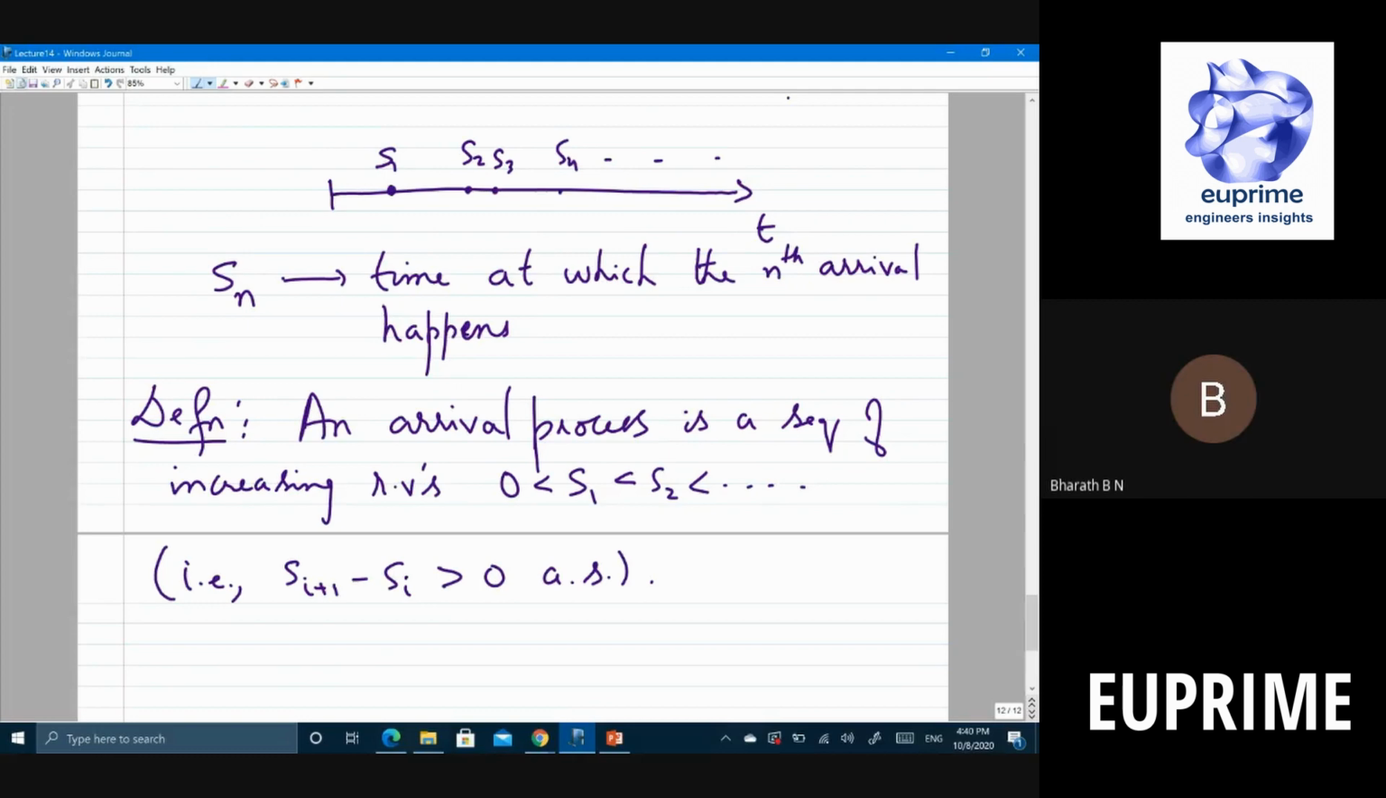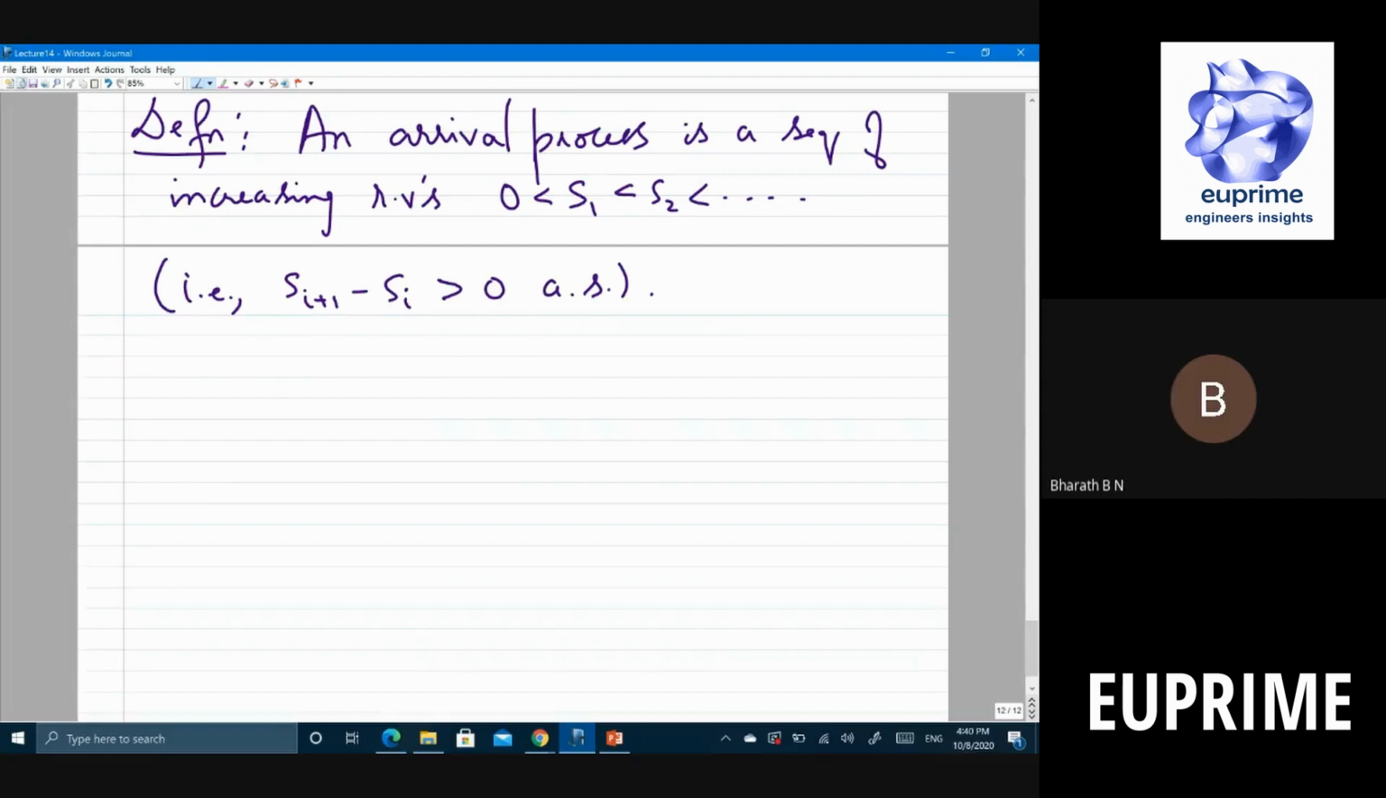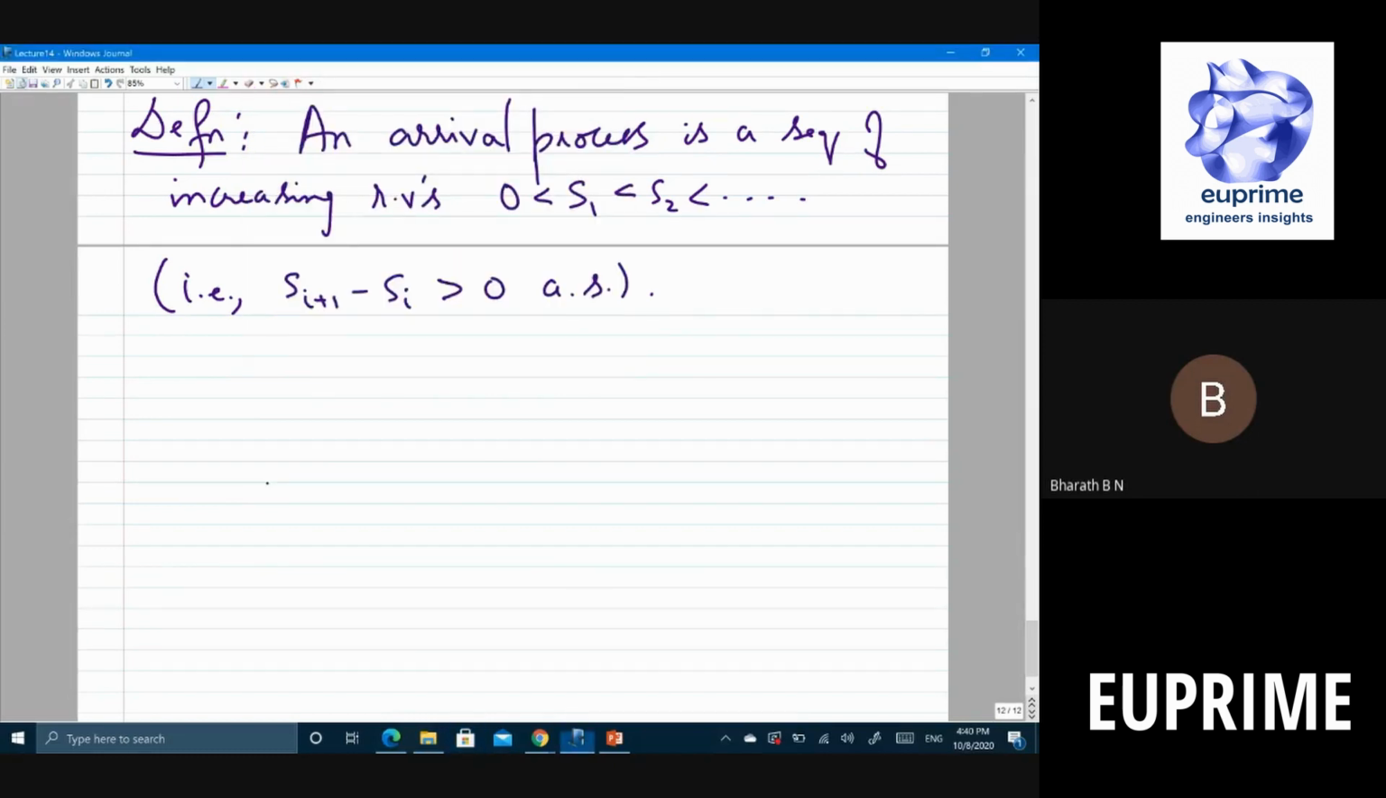So now how do you describe this? Well, it's a very complicated process. S1, S2 are the time instants at which people arrive. So instead of describing this process in terms of the arrival process, there is an alternate description. For example, let's say this is your time.